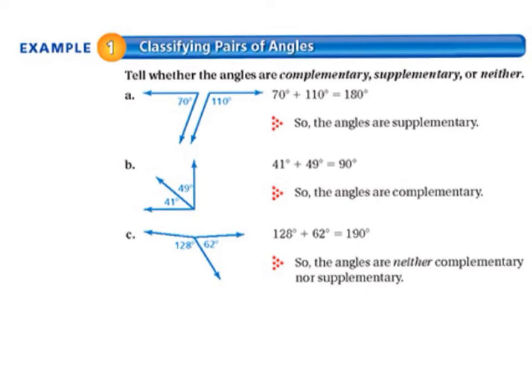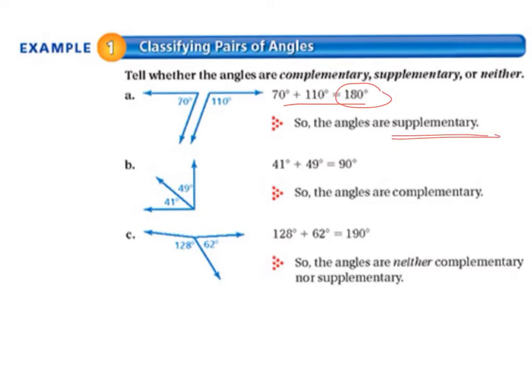Today we'll begin with example 1 on page 278 in your textbook. We'll be classifying pairs of angles. Our directions are to tell whether the angles are complementary, supplementary, or neither. Let's look at letter A. We have an angle that is 70 degrees and an angle that is 110 degrees. So when we add 70 plus 110, we get 180 degrees. So the angles are supplementary.